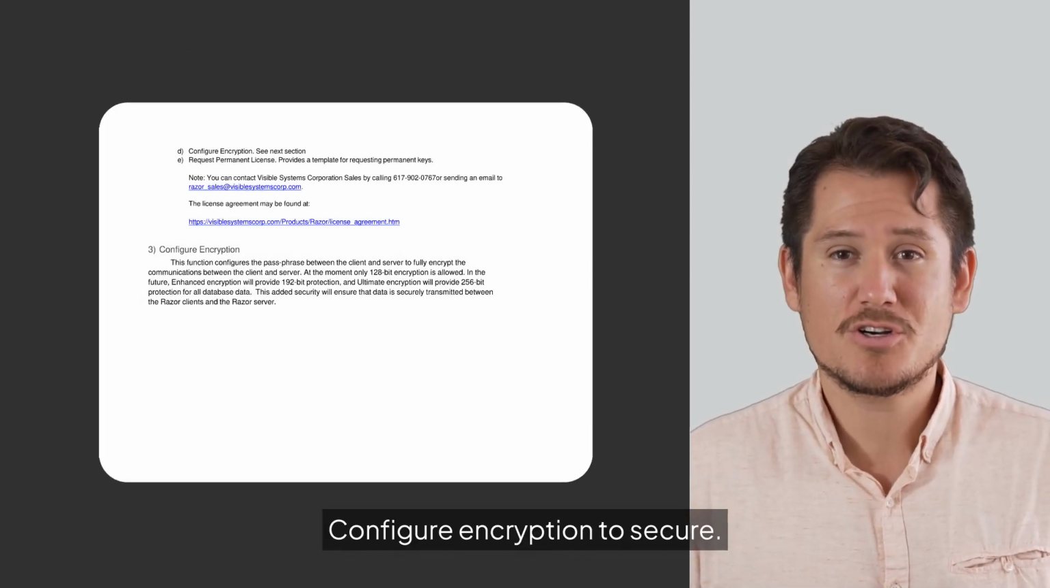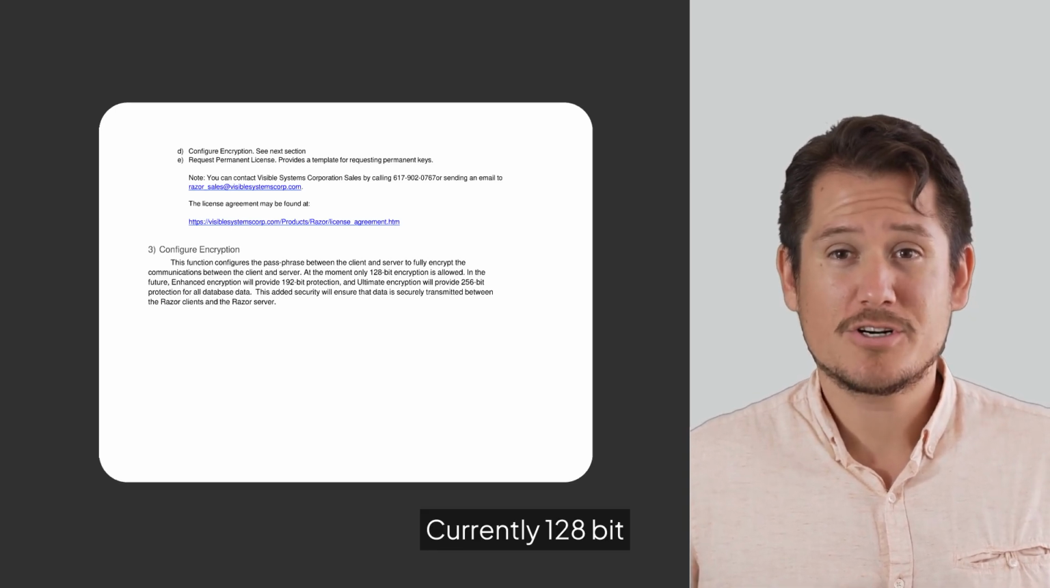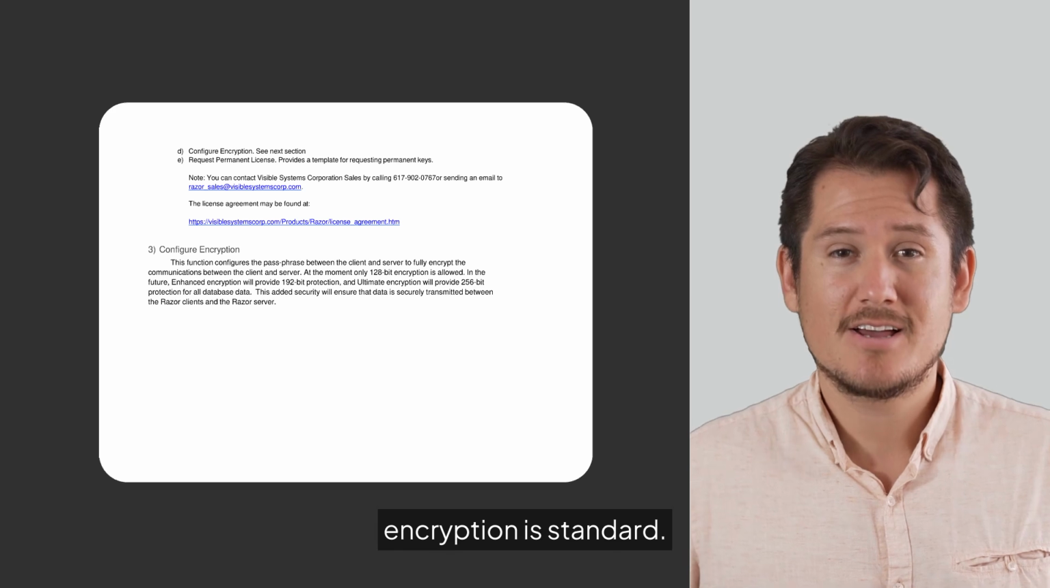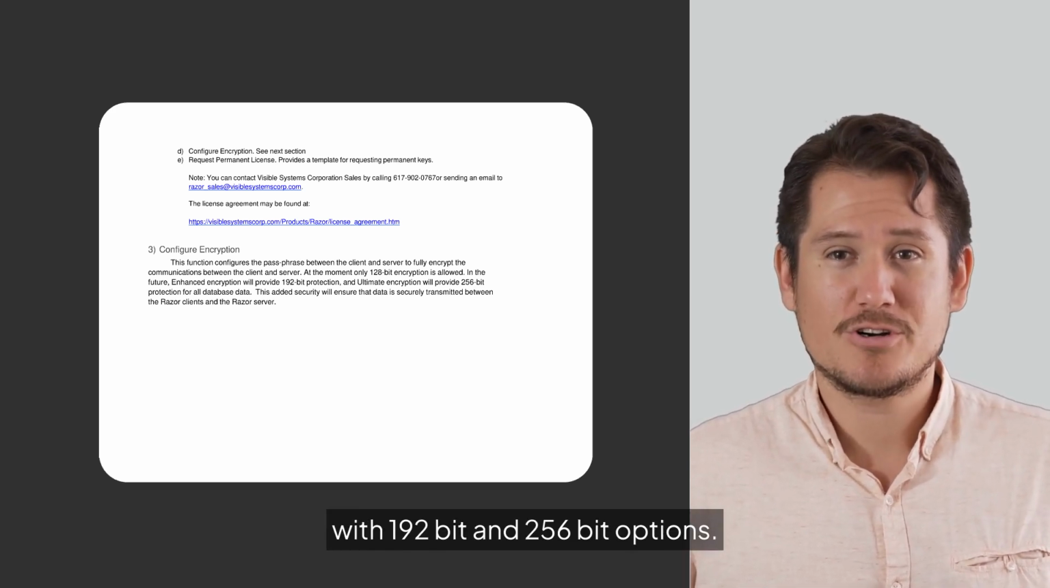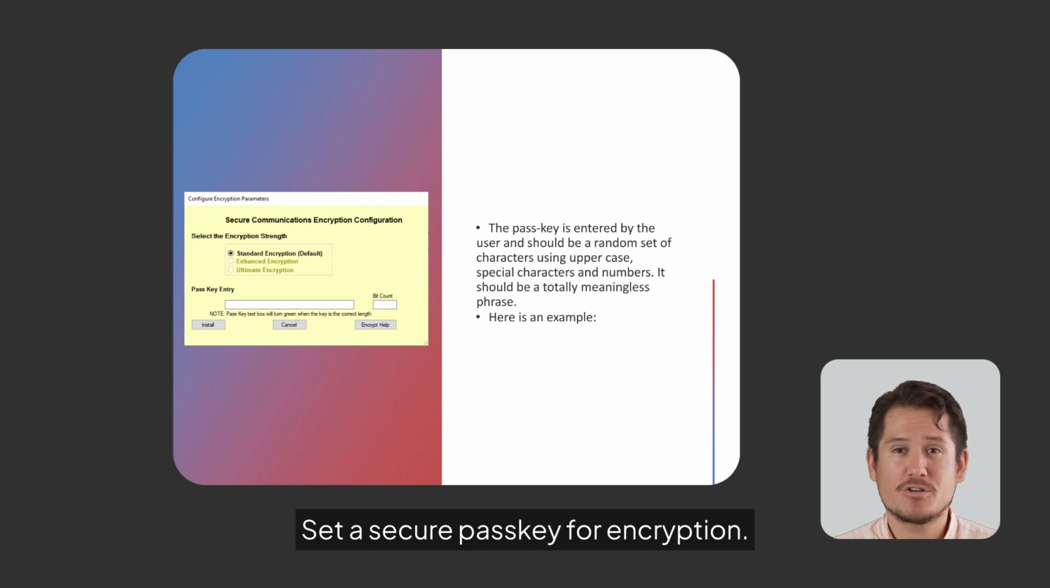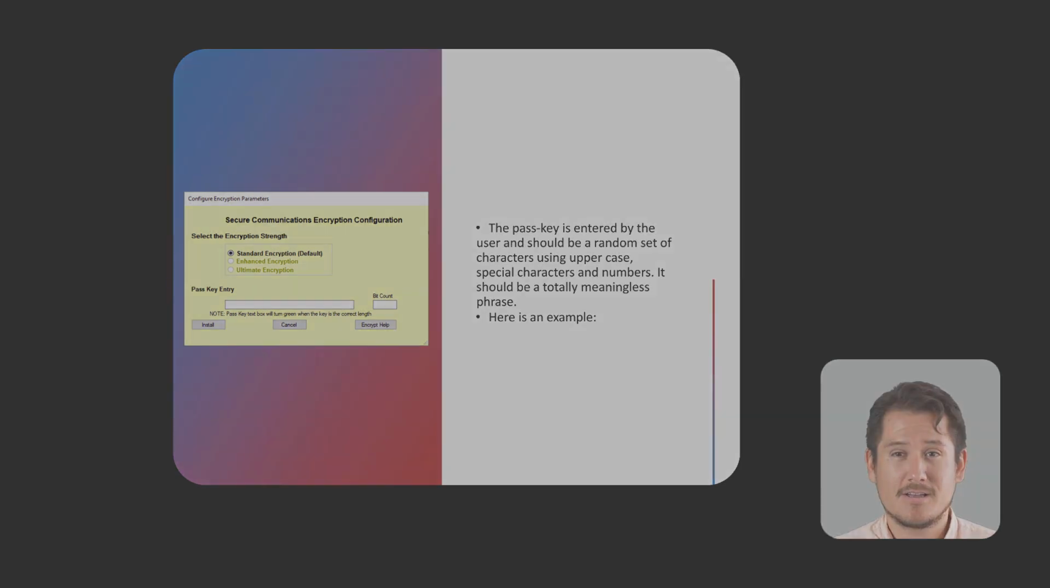Configure encryption to secure communications. Currently, 128-bit encryption is standard. Future updates will enhance security with 192-bit and 256-bit options. Set a secure passkey for encryption. Use a random set of characters for maximum security. This ensures data protection during communications.